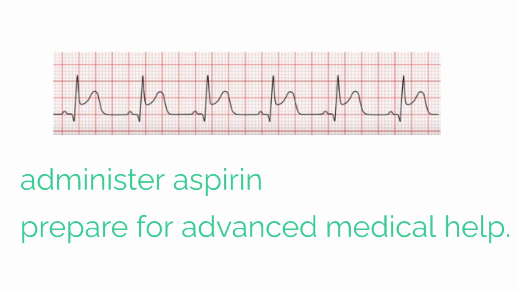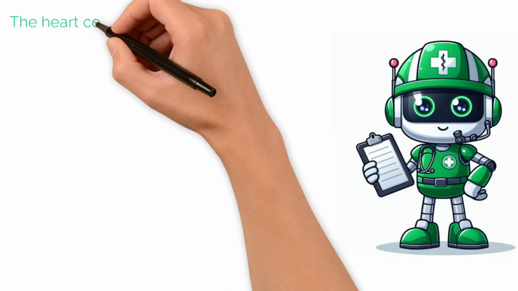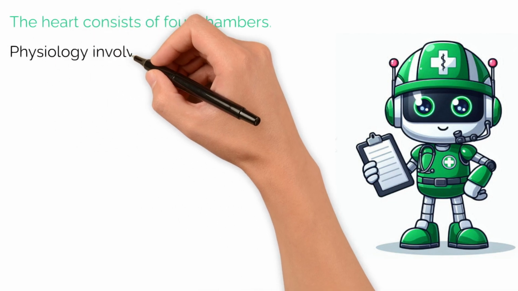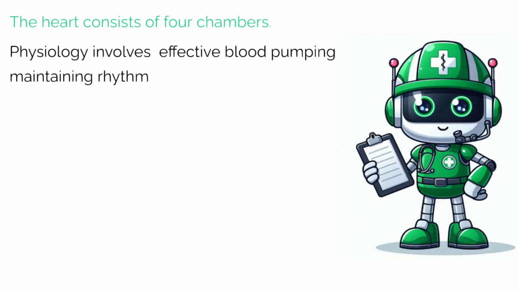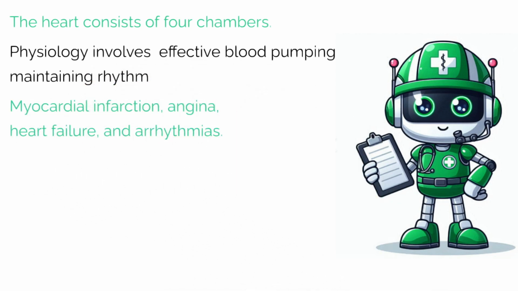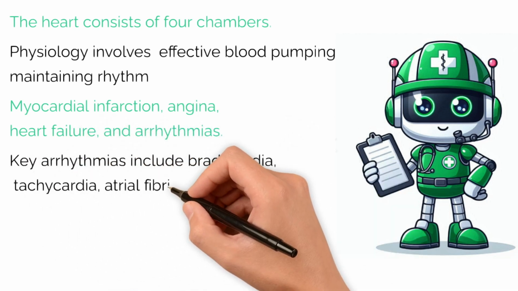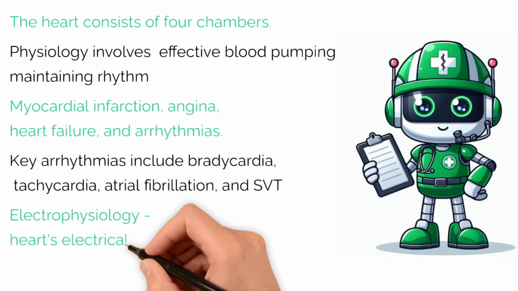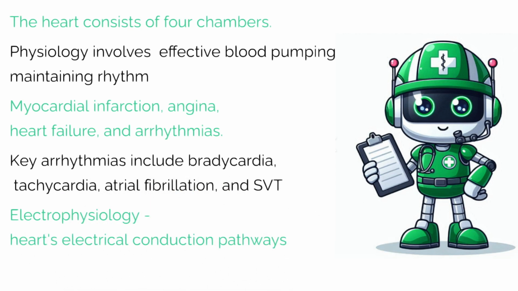Let's quickly recap what we've covered. The heart consists of 4 chambers. Its physiology involves effective blood pumping and maintaining rhythm. Common cardiac conditions include myocardial infarction, angina, heart failure, and arrhythmias. Key arrhythmias include bradycardia, tachycardia, atrial fibrillation, and SVT. Electrophysiology refers to the heart's electrical conduction pathways. And an ECG helps us monitor the heart's electrical activity.